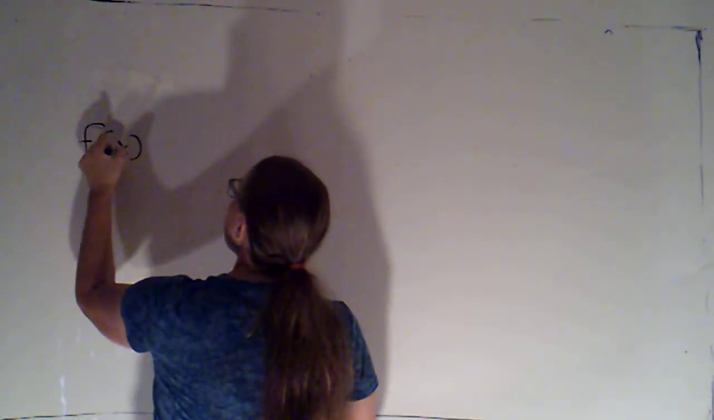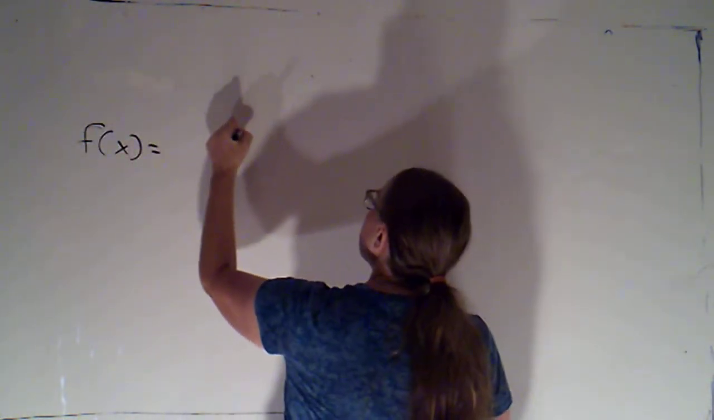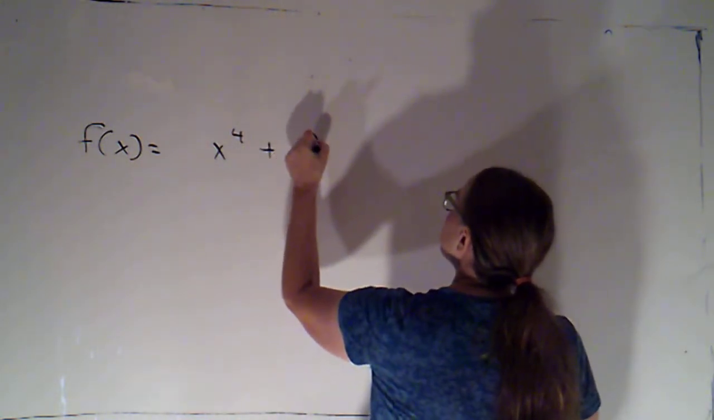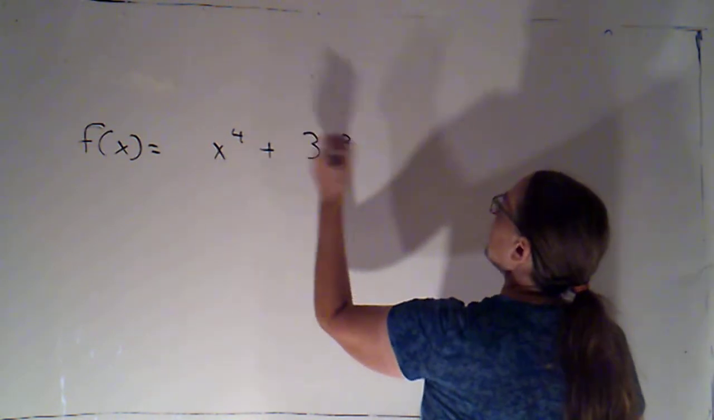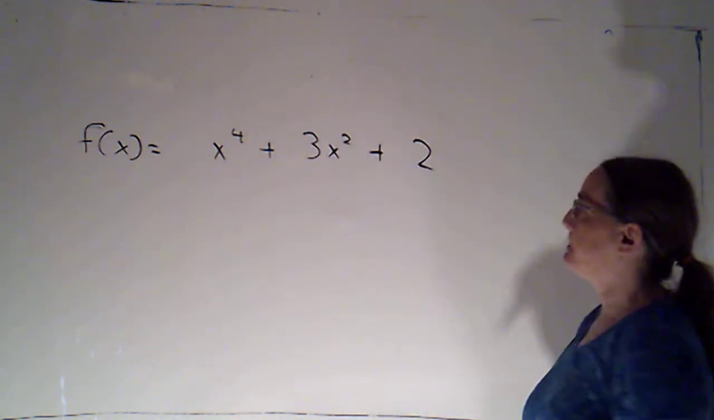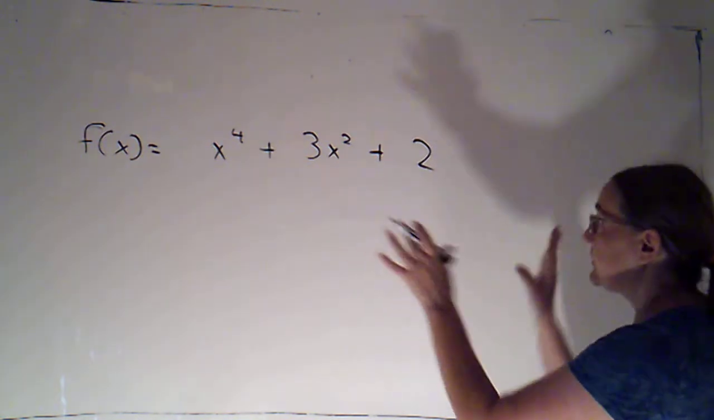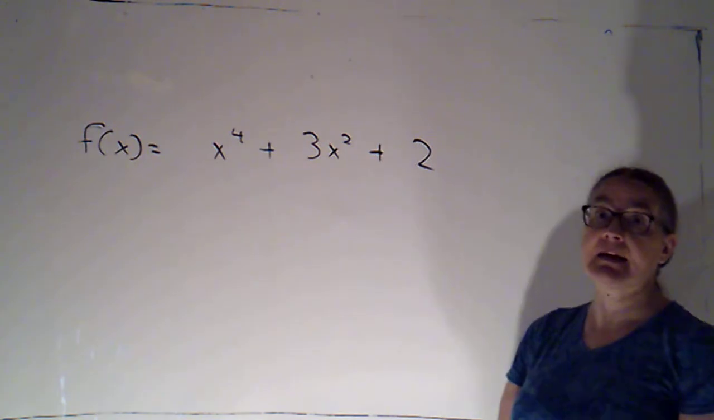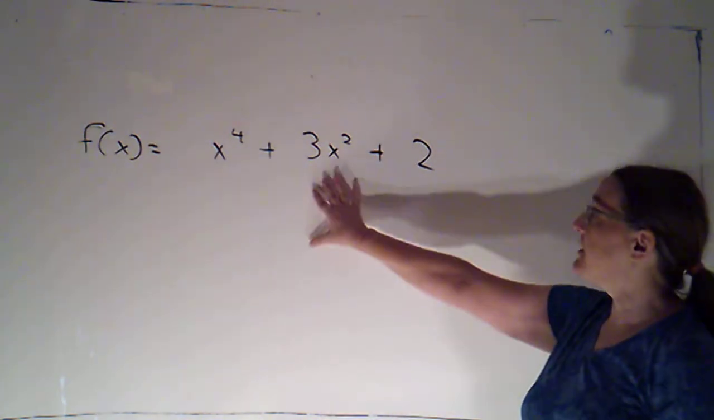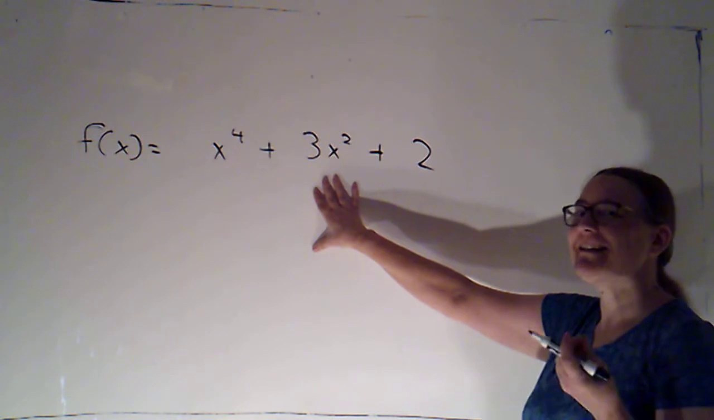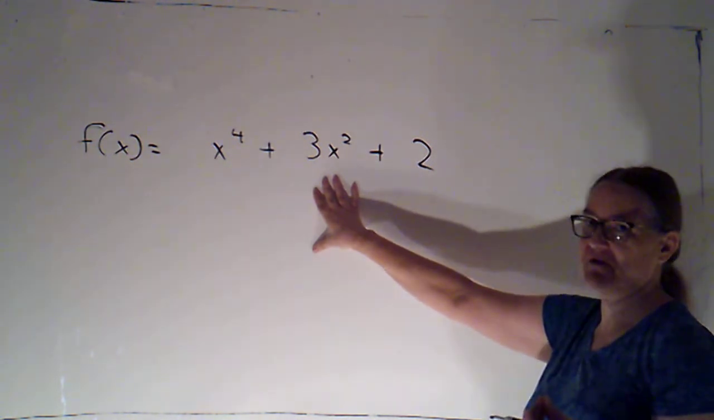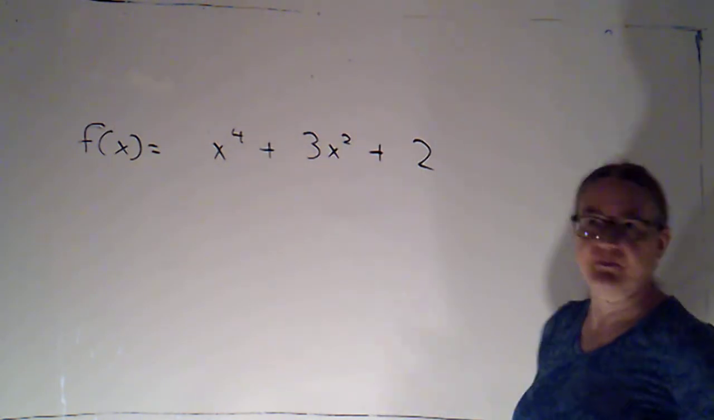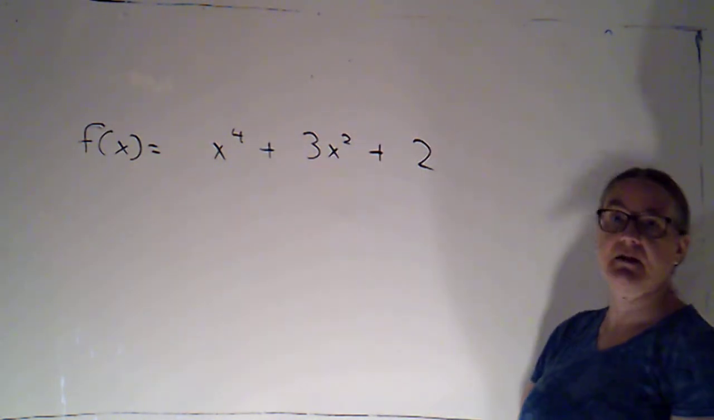Let's suppose I had f of x equals x to the fourth plus 3x squared plus 2. Now, I could certainly create a list of possible rational zeros, but I'll tell you right now, none of them are going to work. This is a polynomial that has all non-real zeros. Now, I know that because I created the problem. It shouldn't necessarily be obvious to you at this point.